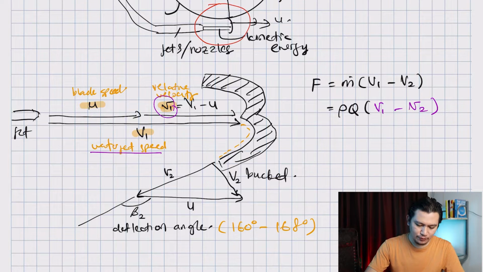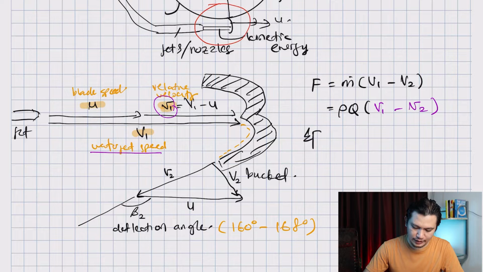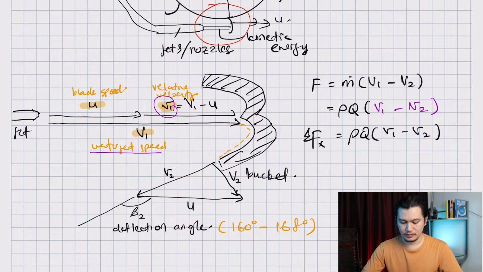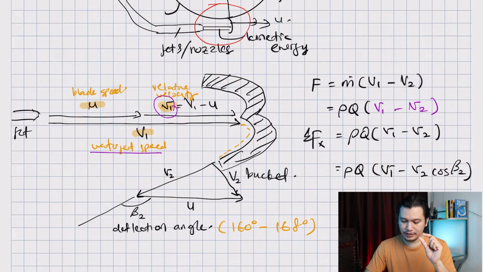If I want my force in x direction, the summation of force in x direction is going to be rho Q times (v1 minus v2). Now v1 is quite clear, it is in x direction, but v2 has a little bit of an angle. So I'm just going to do rho Q times (v1 minus v2 cos beta 2), and that gives me the v2 in x direction.